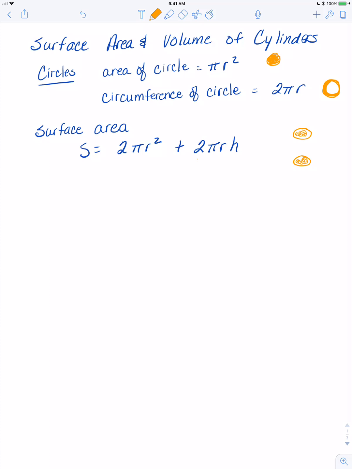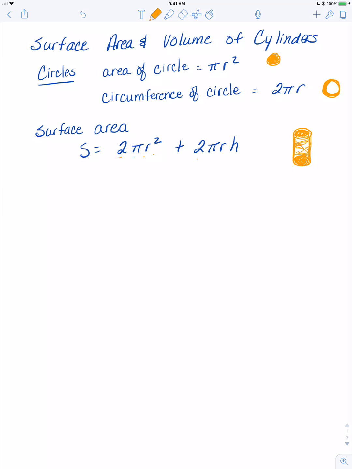Then this 2 pi r h, so the 2 pi r squared, remember that's going to be the area of this top of the can, the area of the bottom of the can, because surface area means all the exposed sides. Then the 2 pi r h, that's covering the round part of the can. Think about that's going to be the label of it. So when we say we've got 2 pi r squared, it's because we've got these two circles on the top and the bottom, and then this 2 pi r h is that circumference times that height of it.